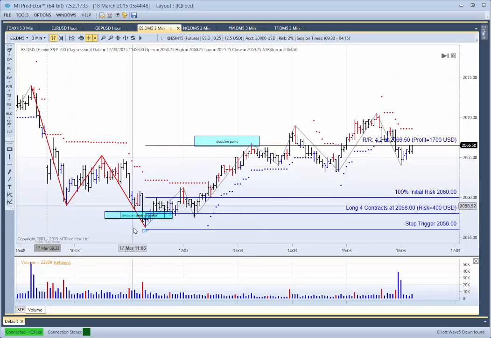So in other words, not only are you entering at a good support zone here, you're actually entering with the professionals, in other words going with the professional money as well. So that's why this VSA setup is such a good setup.